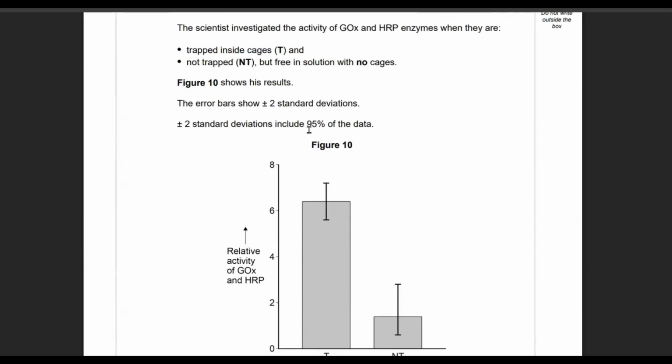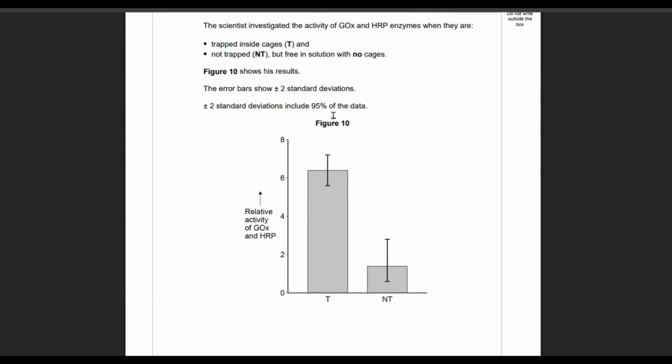The scientists investigated the activity of GOX and HRP enzymes when they were trapped in cages, T, and not trapped in cages, NT, but free in solution with no cages. So no cages is NT and in cages is T, trapped. Figure 10 shows the results. The error bars show plus or minus two standard deviations and include 95% of the data. When we see 95%, we go, okay, this is quite reliable. Statistically, we can talk about significance here.